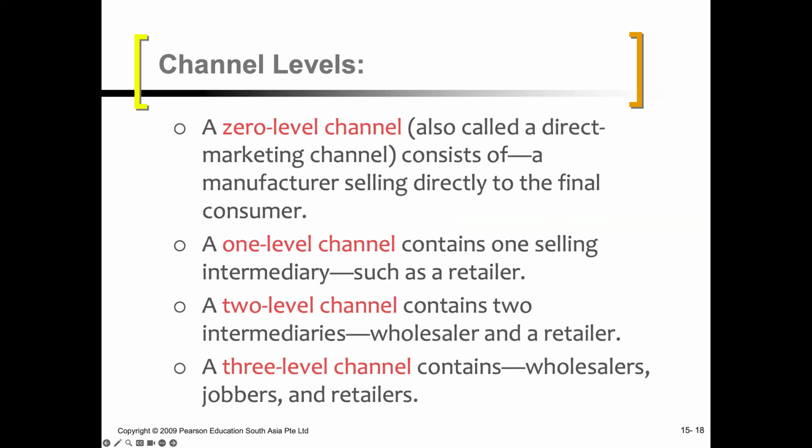There are different levels of the channel. The zero level channel, also called a direct marketing channel, consists of a manufacturer selling directly to the final or end consumer. The one level channel contains one selling intermediary, such as a retailer. A two level channel contains two intermediaries, a wholesaler and a retailer. A three-level channel contains wholesalers, jobbers, and retailers.